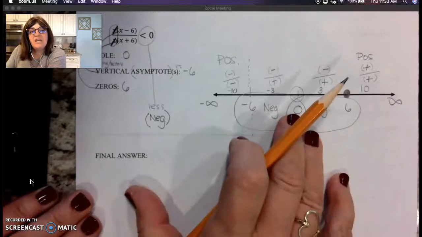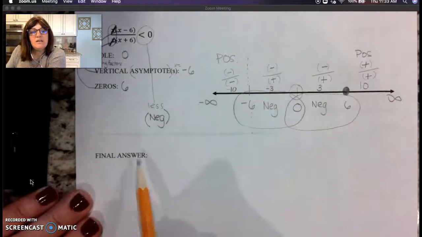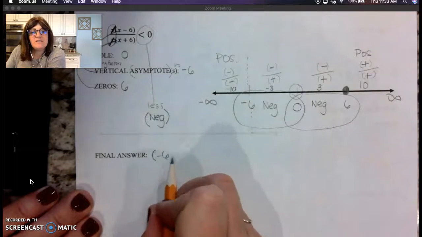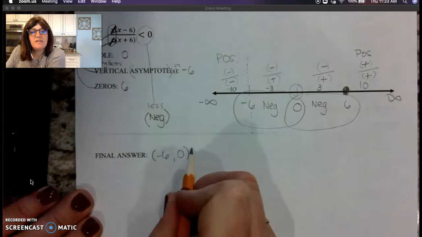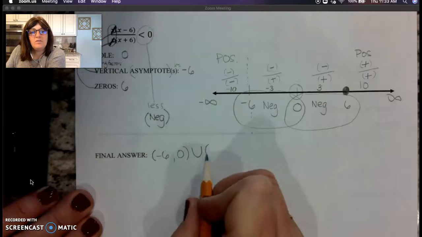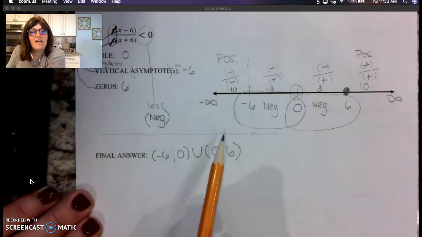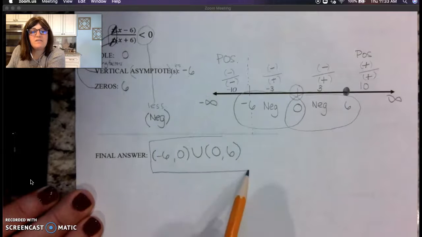But down here, I only want parentheses. So I'm going to go from -6 to 0, and 0 to 6. And that's my final answer for this.